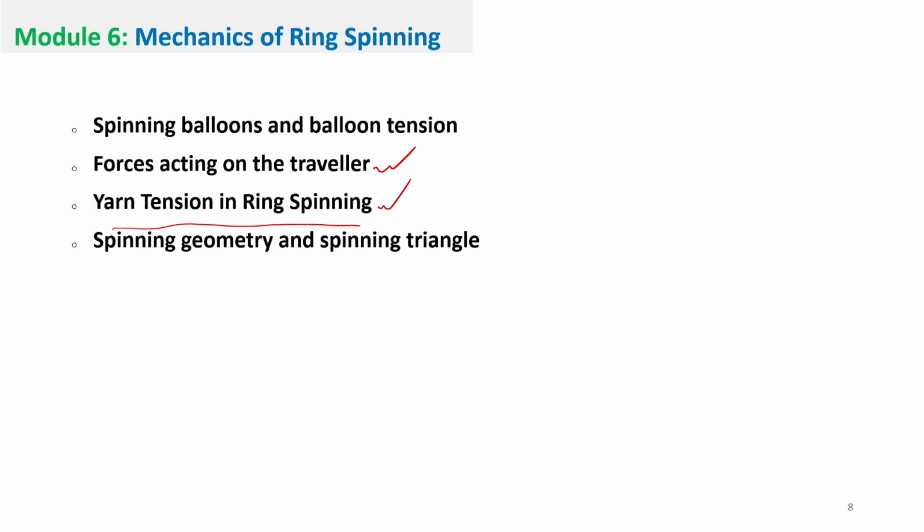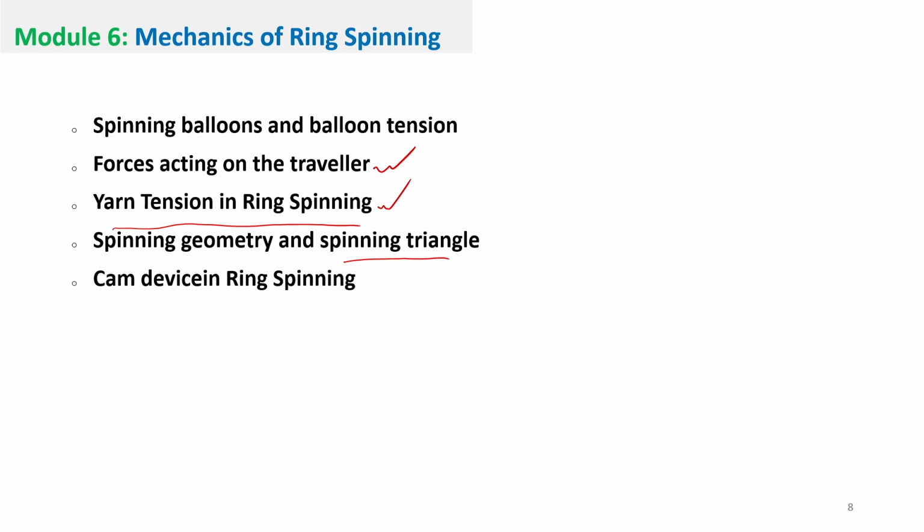Then spinning geometry and spinning triangle. Spinning triangle is also very important for fiber breakage or fiber migration. So, yarn breakage, fiber migration. So, that spinning triangle we will discuss here.